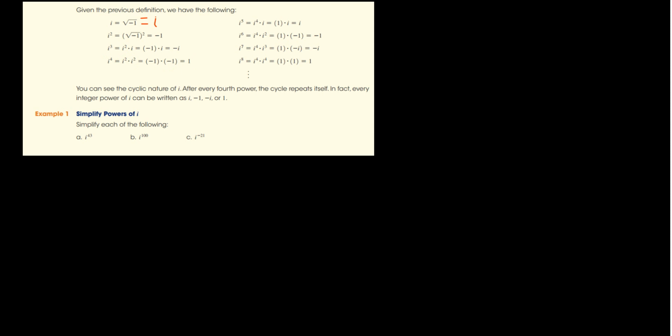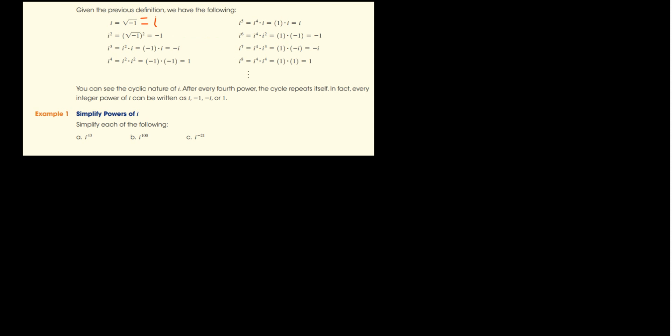And then, of course, you've seen this before. You know where this is going. I to the fifth is the same thing as saying I to the fourth times I, which is the same thing as saying 1 times I, which is I. And, of course, we see that we repeat the pattern: I, -1, -I, 1. Okay? So the whole point of this is that I to the fourth is equal to 1.